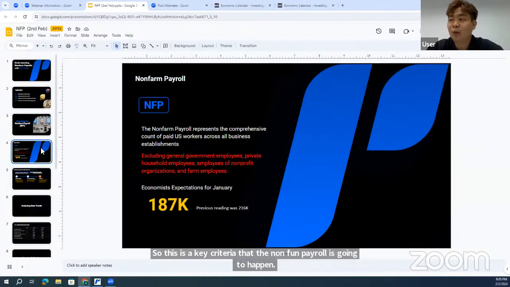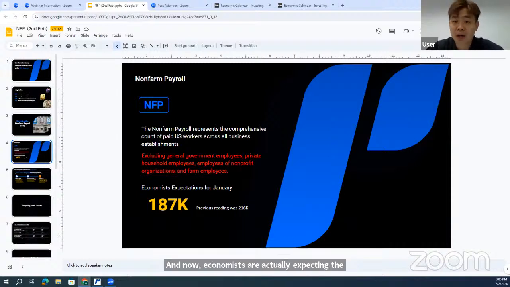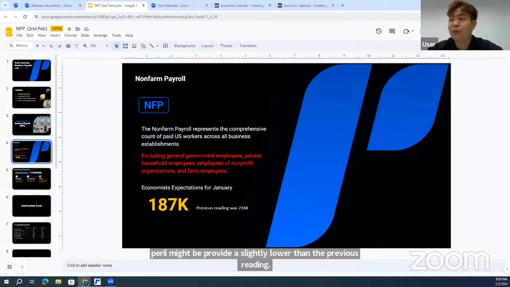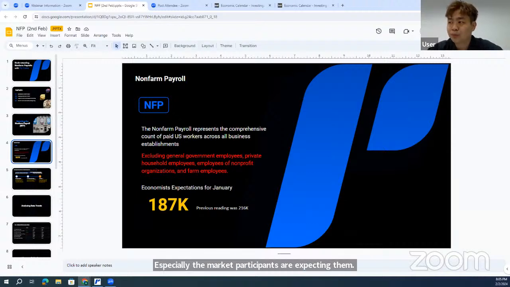Now economists are actually expecting the non-farm payroll might provide a slightly lower reading than the previous one. Previously, market participants were expecting the non-farm payroll to provide a reading of 216K, which is the previous reading. But as for now, economists are only expecting the non-farm payroll to provide a reading around 187K. So it means that economists are expecting the non-farm payroll might provide a lower reading.